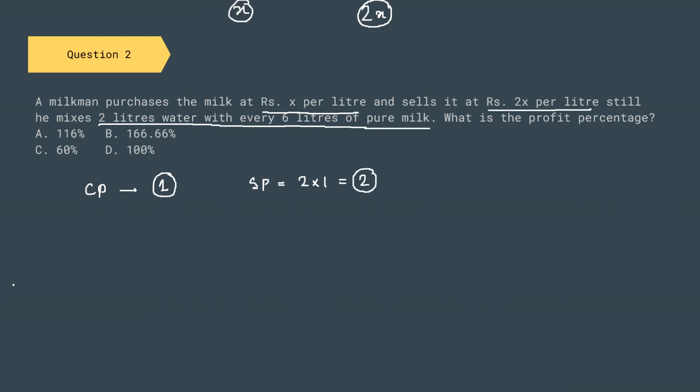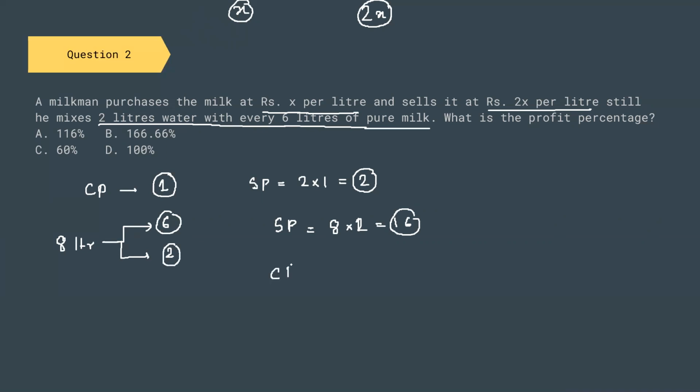This is not it. He is also mixing some water. So if he sells 8 liter of milk, he is actually buying 6 liter of milk and he is mixing 2 liter of water to it. So he is selling 8 liter of milk at 8 into 2, that is 16 rupees. But to sell 8 liter of milk, he is actually buying 6 liter of milk, and with that 6 liter, he is mixing 2 liter of water.